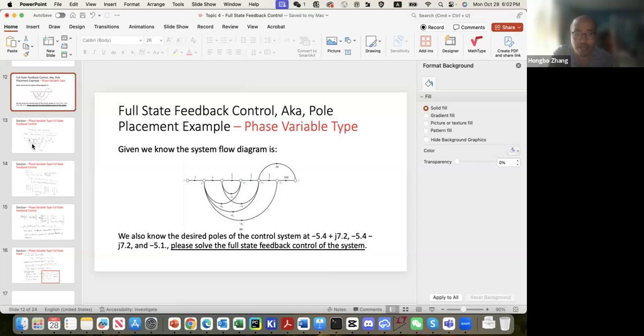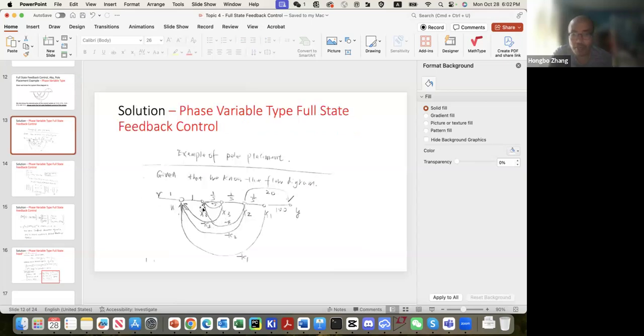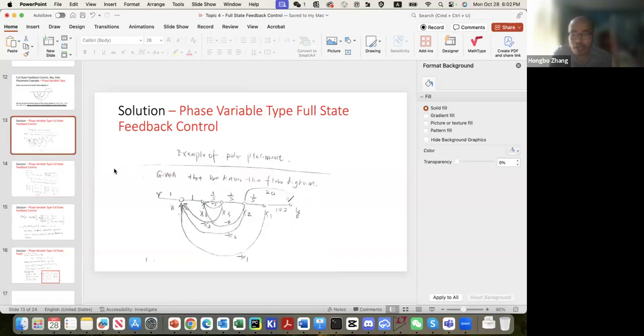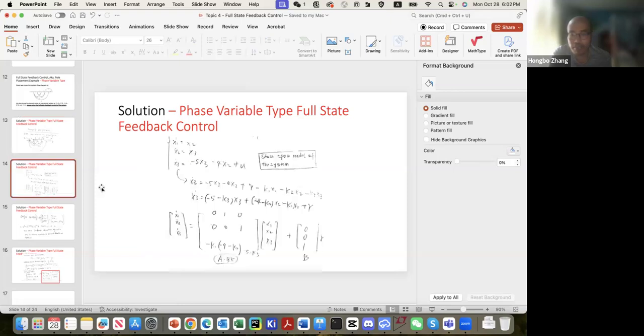So, for this one here, you just redraw this diagram on your paper. Then on your paper, you can list the state space. How can you list state space? Because from the flow diagram, you can list it: x1 dot equals x2, x2 dot equals x3, and x3 dot equals r minus Kx. Based on this one here, you can list the state space.